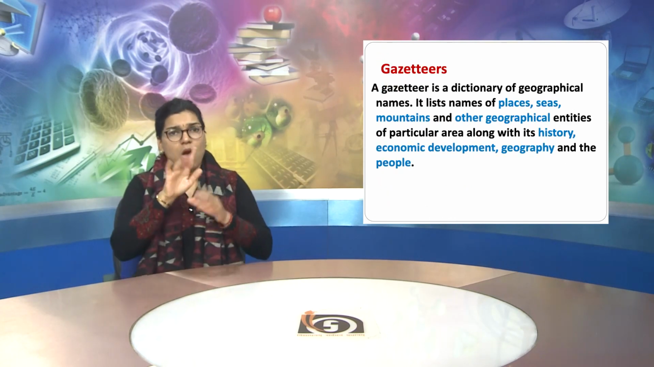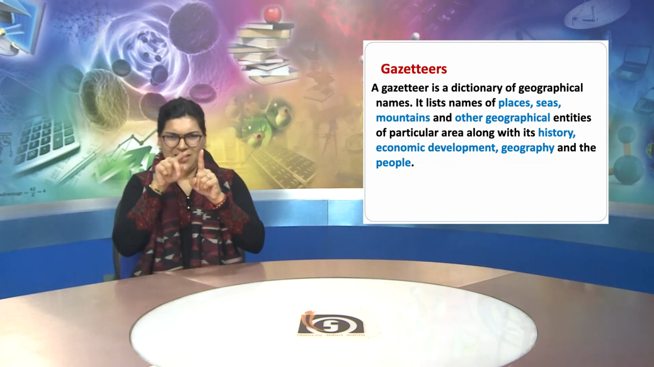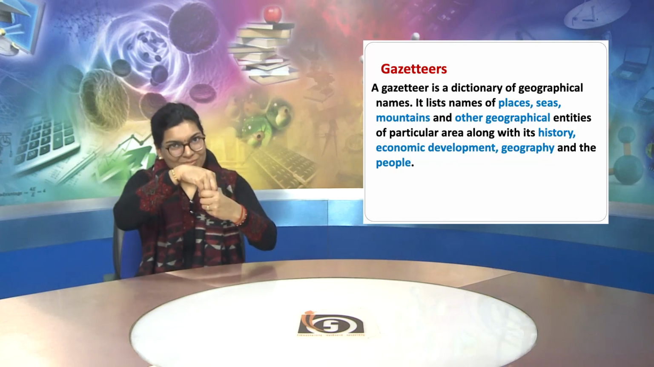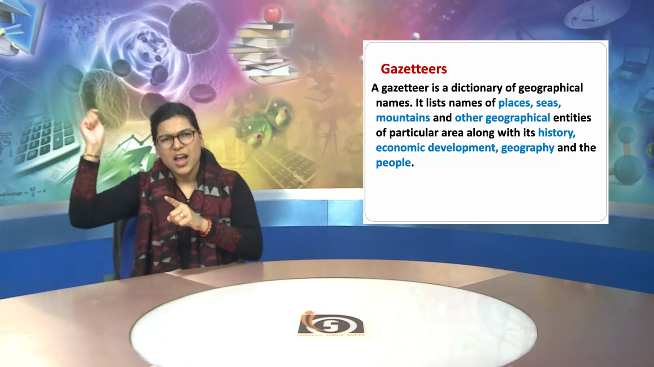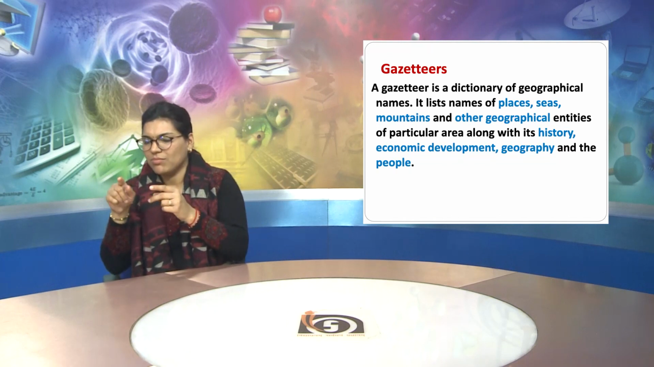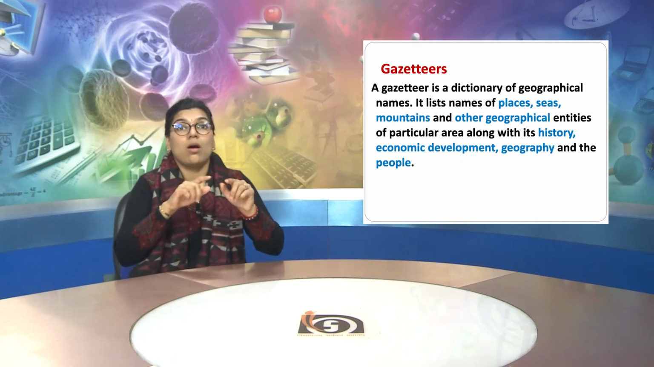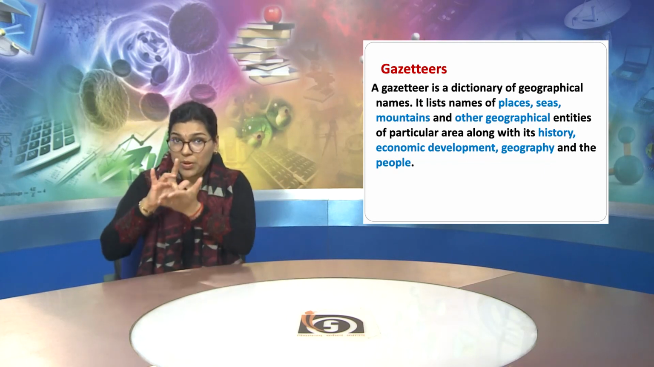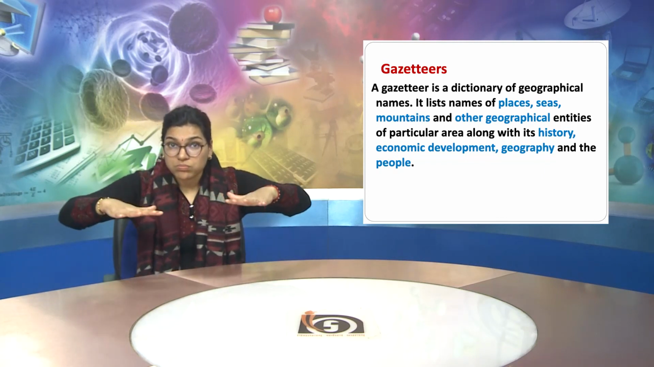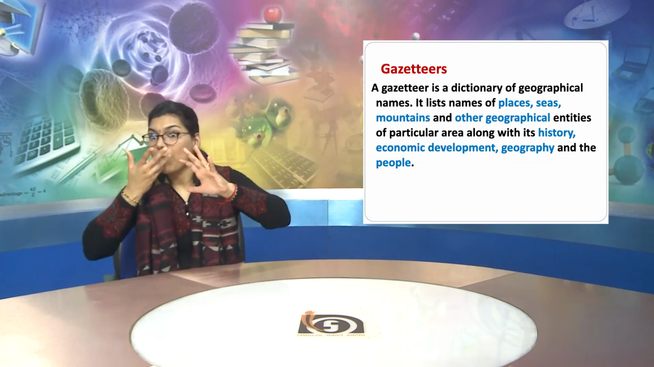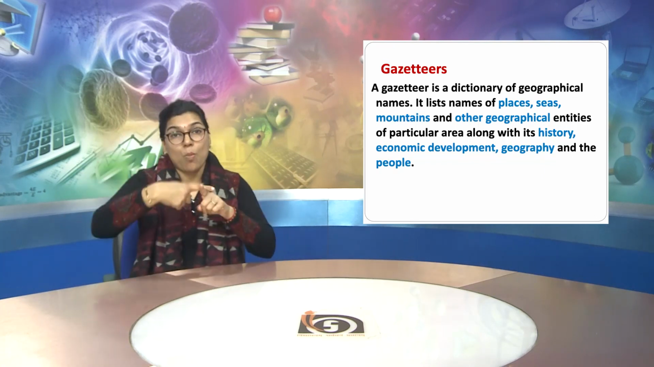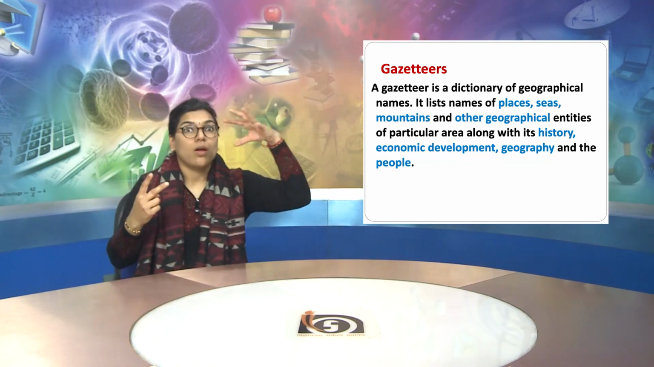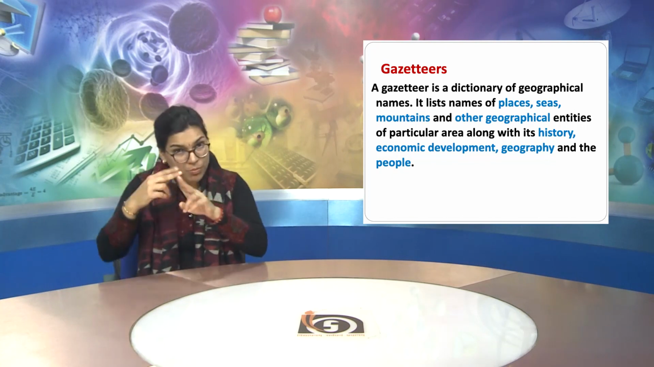Let us now understand the gazetteers. A gazetteer is a dictionary of geographical names. It lists names of places, seas, mountains, and other geographical entities of a particular area, along with its history, economic development, geography, and the people.